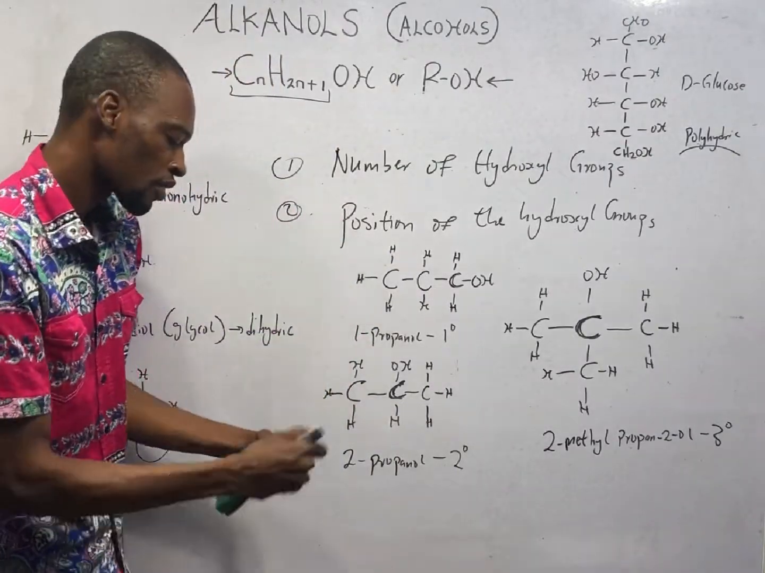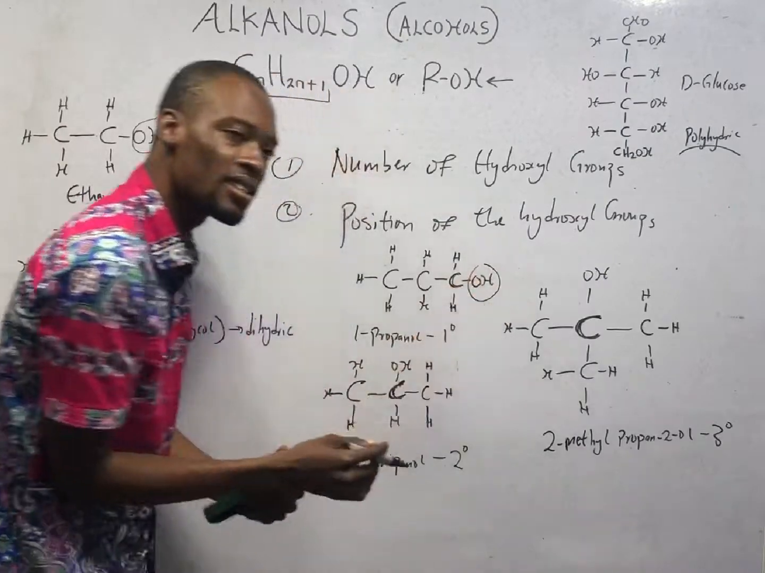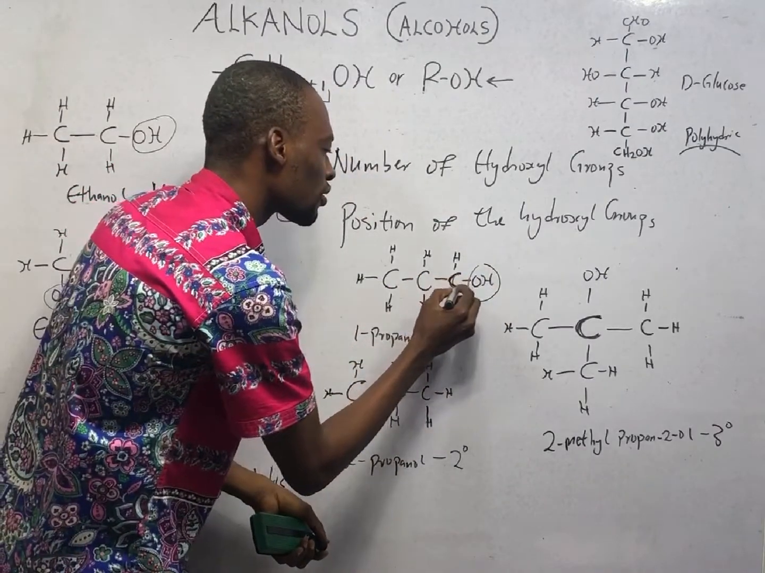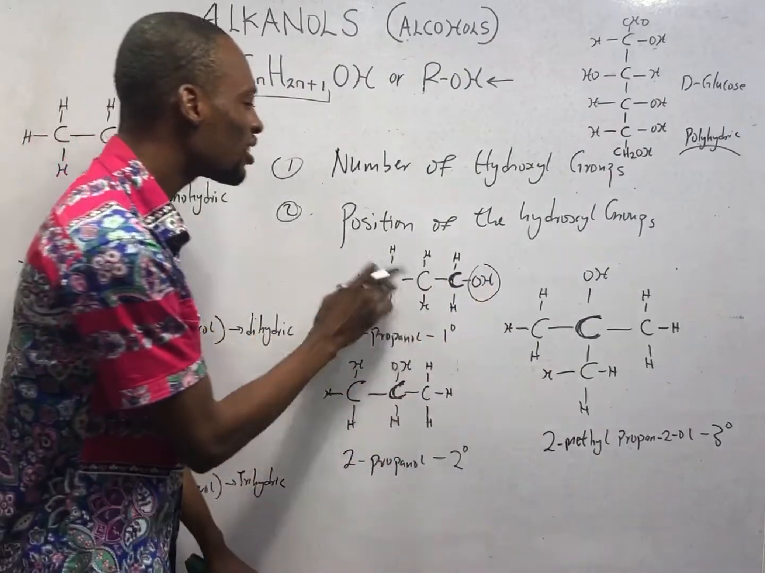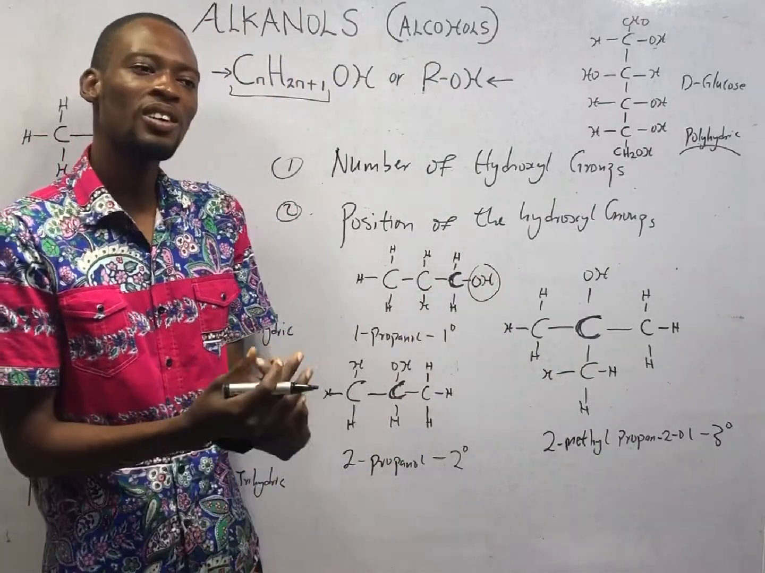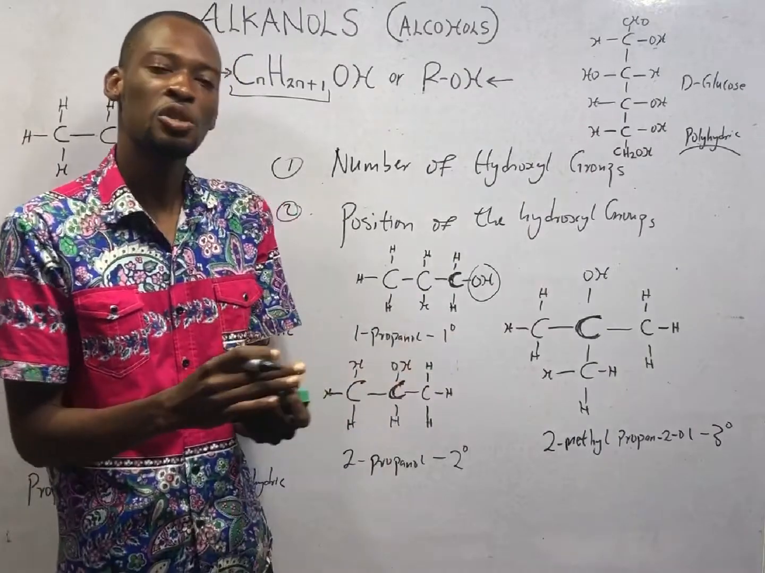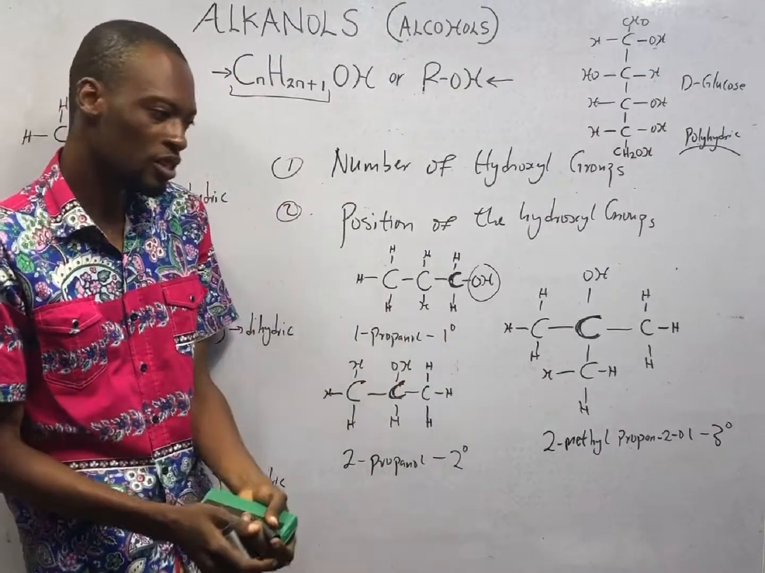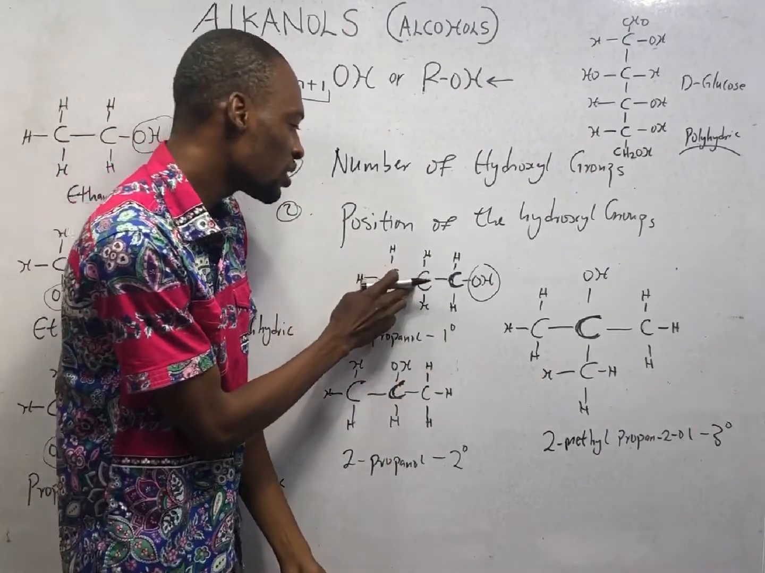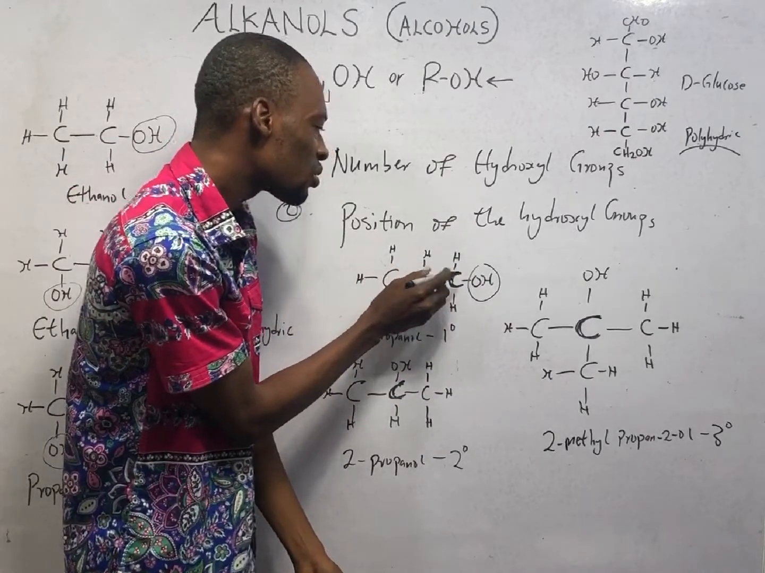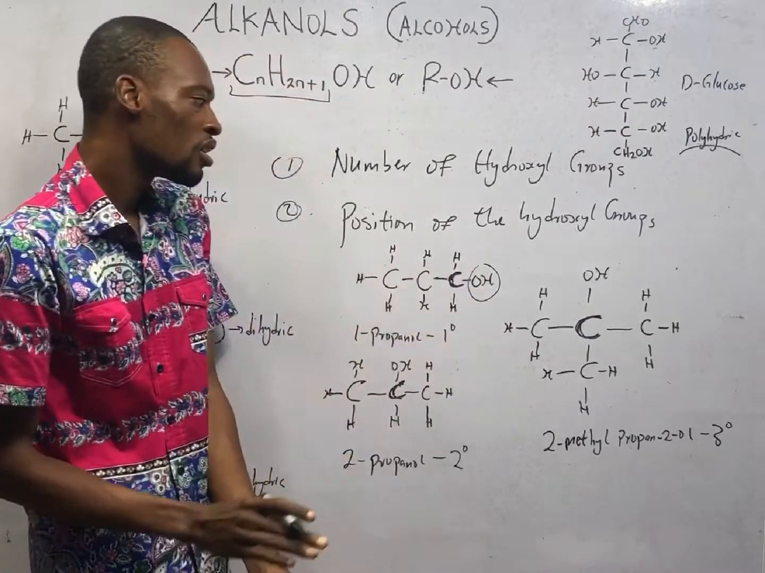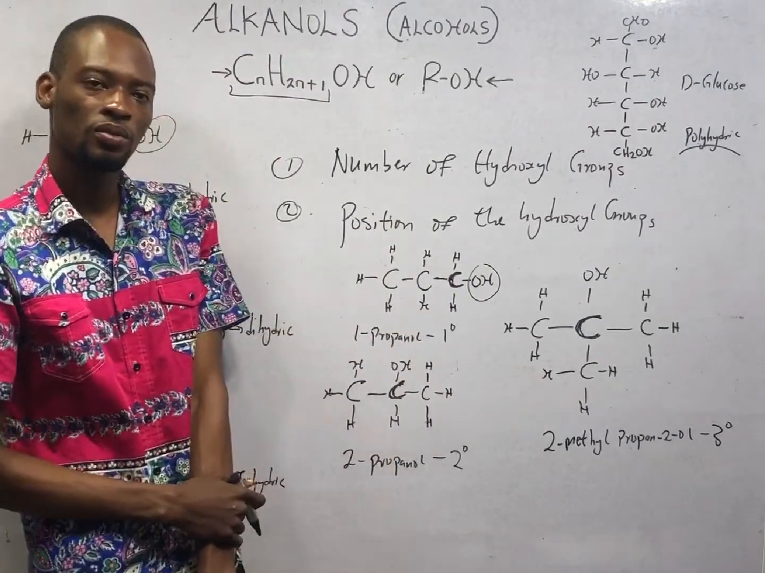Look at it. This is the hydroxy group, right? This is the carbon attached to the hydroxy group, right? Now, how many other carbons are directly linked to the carbon carrying the hydroxy group? So this carbon is linked to this. So only this carbon is directly linked to the carbon carrying the OH group. So this is a primary alkanol.